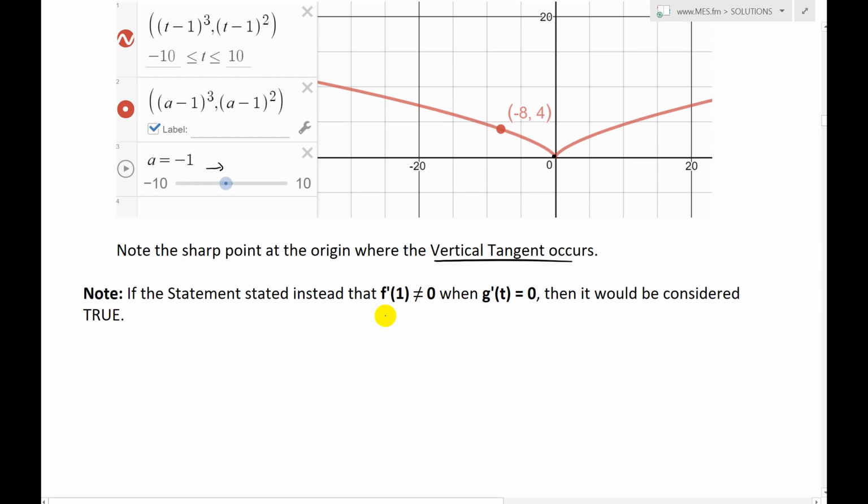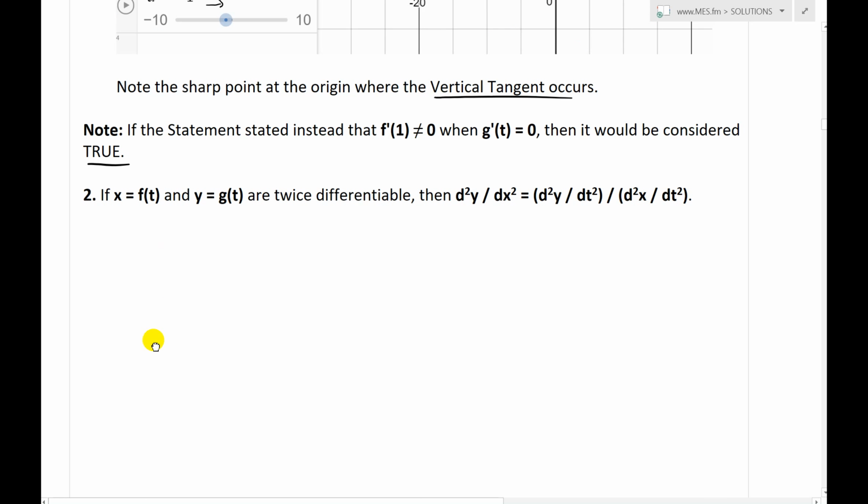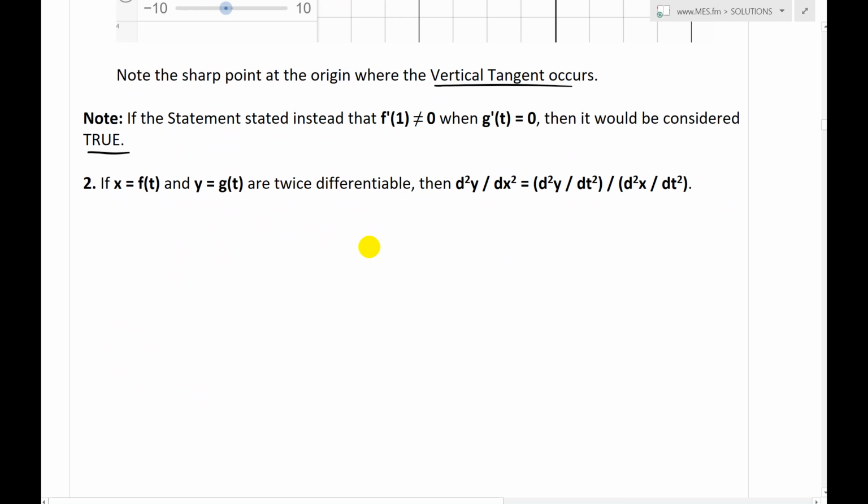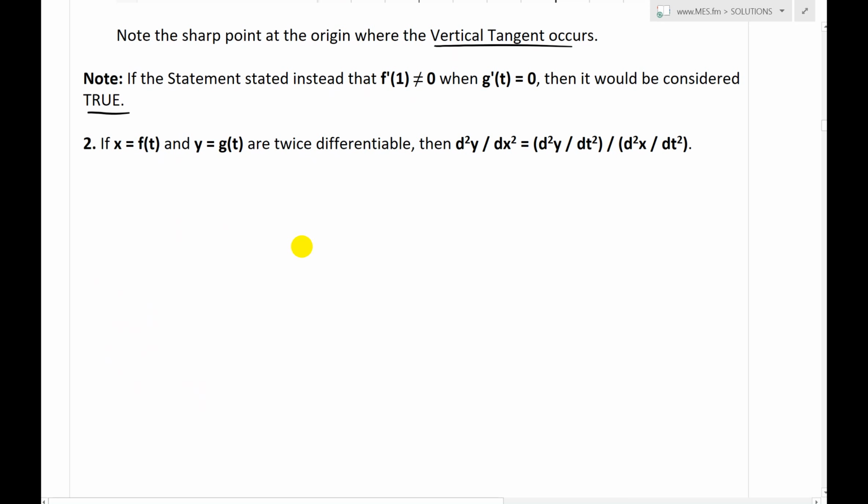Also note if the statement stated instead that f prime of t is not equal to 0 when g prime of t is equal to 0, then it would be considered true. So if we had a condition where it's not equal to 0, like that, because that's just the only exception. Alright, so yeah, that was quite a long statement 1, but I just wanted to cover that in detail, mainly to recap myself on parametric curves.